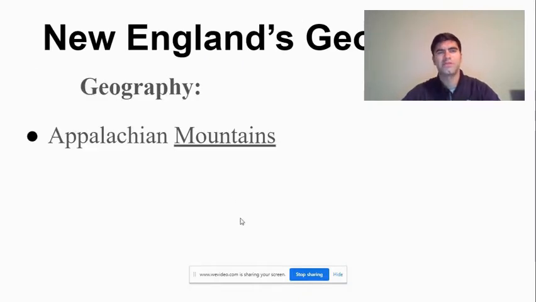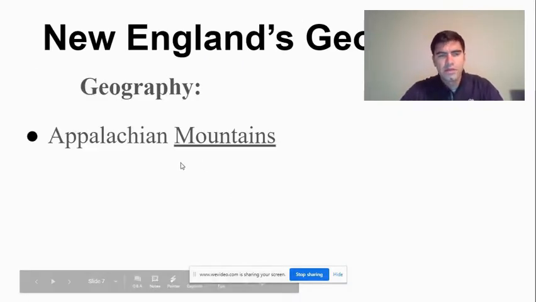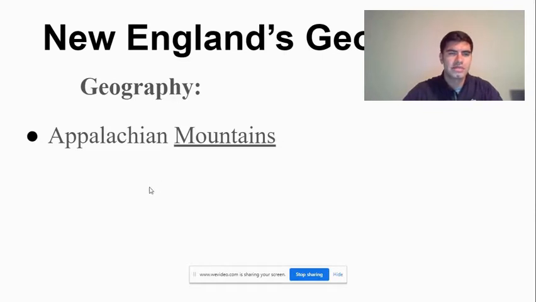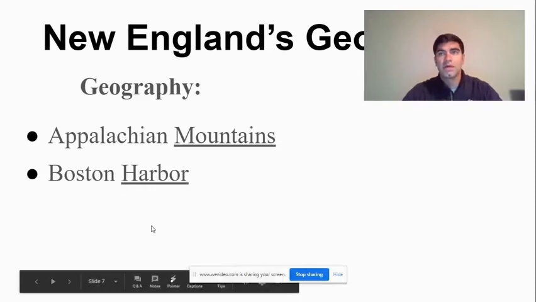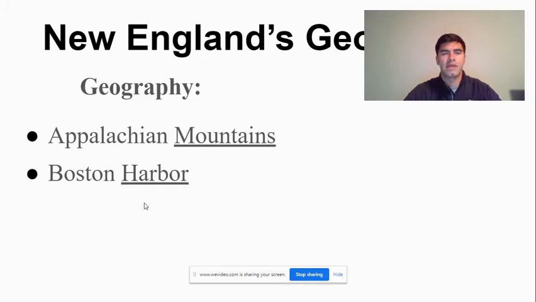So let's talk a little bit about the geography of the New England region now. The New England region contains the Appalachian Mountains that run through it, and the Appalachian Mountains are actually going to run through all 3 of the colonial regions we're going to be talking about today. So it's a very mountainy area, it's a heavily forested area, and it's an area that contains a lot of deep harbors.